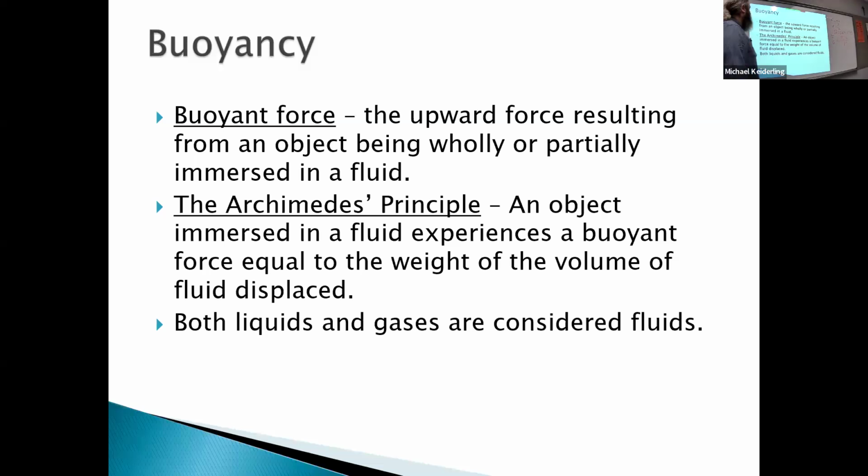So another thing is buoyant force. Buoyant force is why stuff floats. Different things have different densities. And it turns out when you immerse something in a fluid, let me see if I can get a beaker and demonstrate.